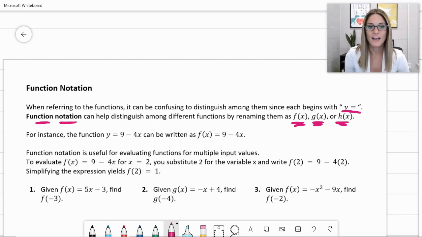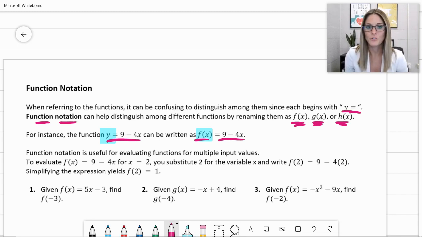For instance, if I have the function y equals 9 minus 4x, I can rewrite that as f of x equals 9 minus 4x. All that I did was replace the y with f of x instead, but it's the same function, it's the same equation. I just renamed it f of x.